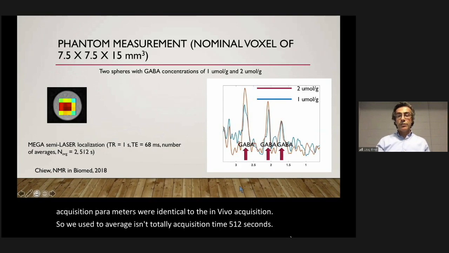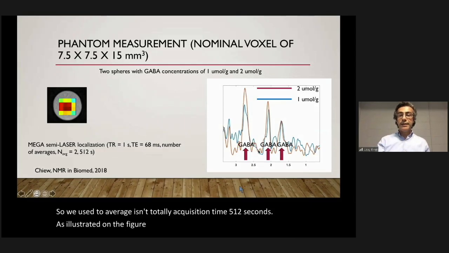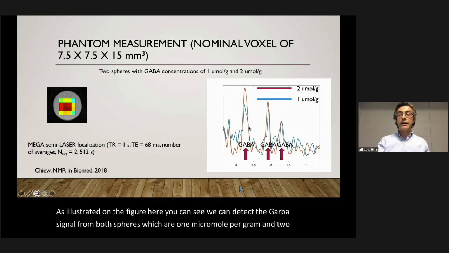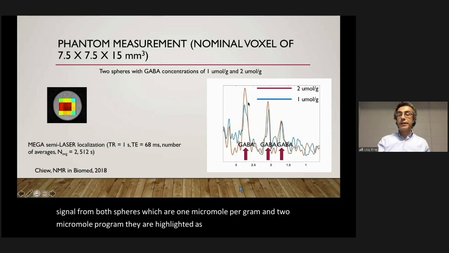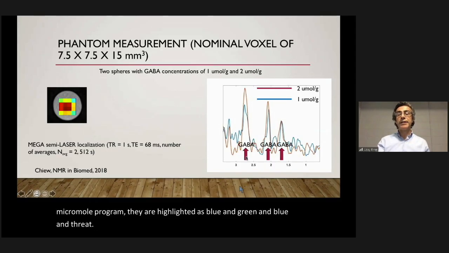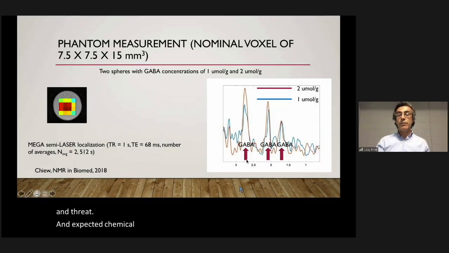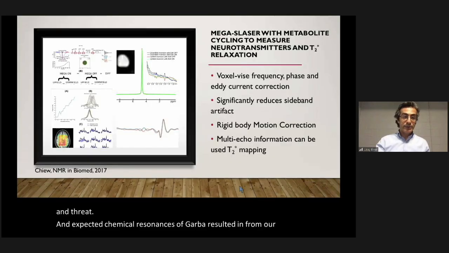As illustrated in the figure here, you can see we can detect the GABA signal from both spheres, which are 1 micromole per gram and 2 micromole per gram. They are highlighted in blue and green, and blue and red. And the expected chemical resonances of GABA resulted from our acquisition and post-processing steps.